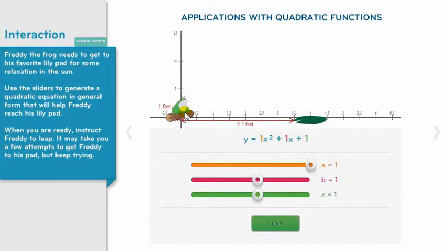We need to try and get Freddy the Frog to land on his favorite lily pad, and we need to do so using the a, b, and c values in our quadratic equation. Okay, so let's get started. Let's give it a try with our a, b, and c values all being 1, and see where Freddy goes.